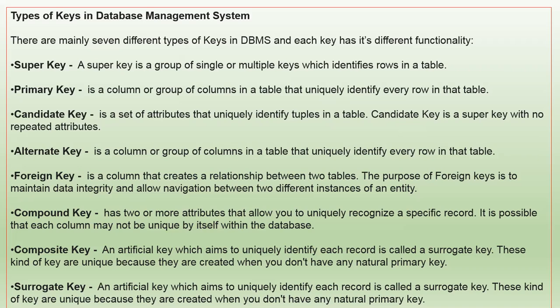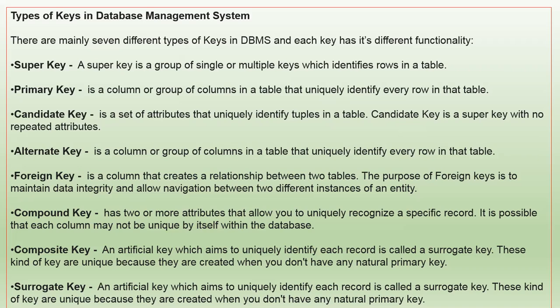Next key is compound key. A compound key has 2 or more attributes that allow you to uniquely recognize a specific record. It is possible that each column may not be unique by itself within the database. Next is composite key. These kinds of keys are unique because they are created when you don't have any natural primary key.